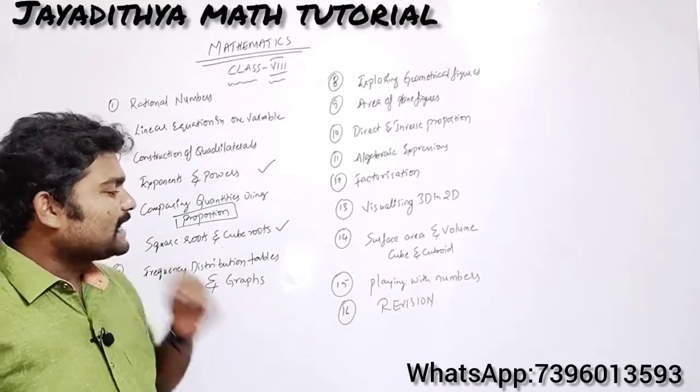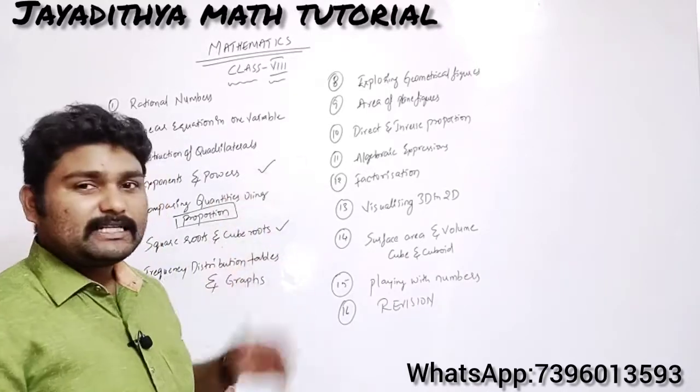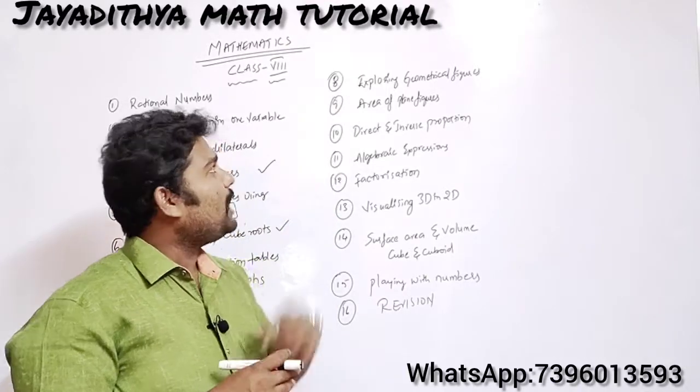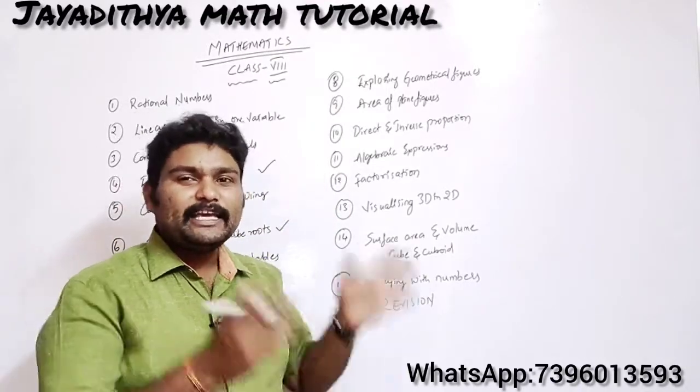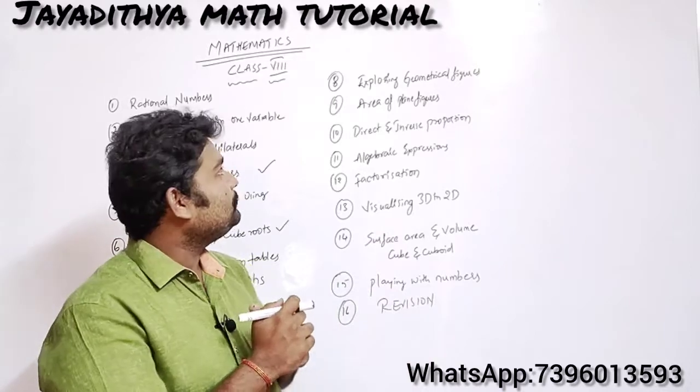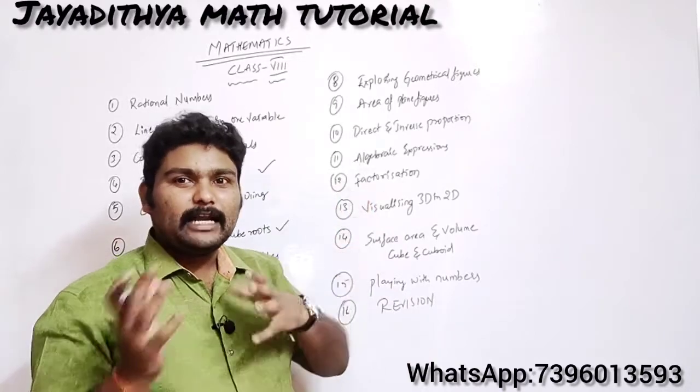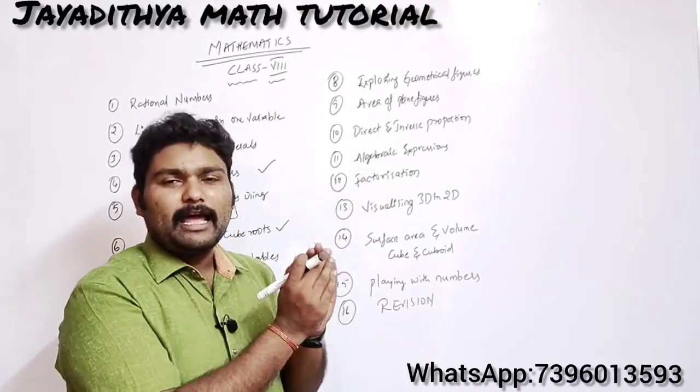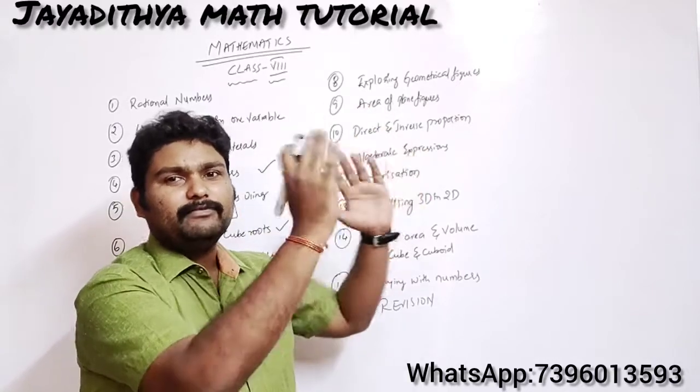And when it comes to the second part, these are the first 7 chapters, and in the 8th chapter you have exploring geometrical figures. Here also you have some constructions like that. You'll be having a dilation concept. So there will be a triangle, and you should draw a similar triangle with a bigger size.